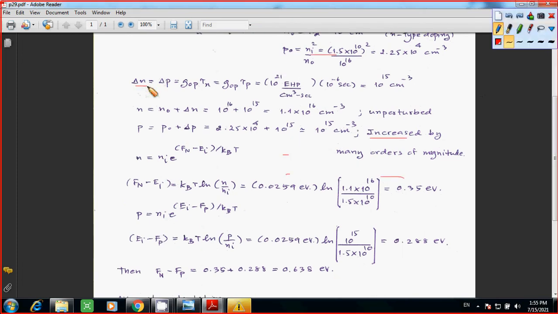Now for delta n equal to delta p, that's the excess carrier. That's equal to GOP tau n, and that's equal to GOP tau p, where GOP is given. That's 10 to the 21st electron-hole pairs per cubic centimeter second. And this is your tau p equal to tau n, that's 10 to the negative 6 second. This gives you delta n equal to 10 to the 15th.